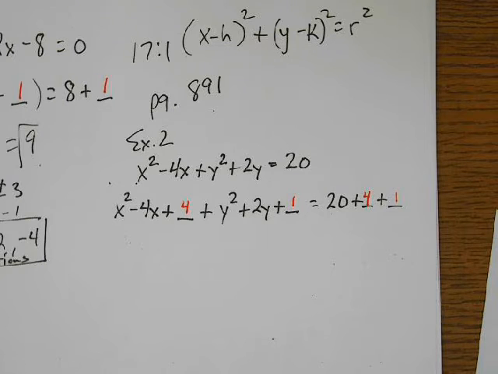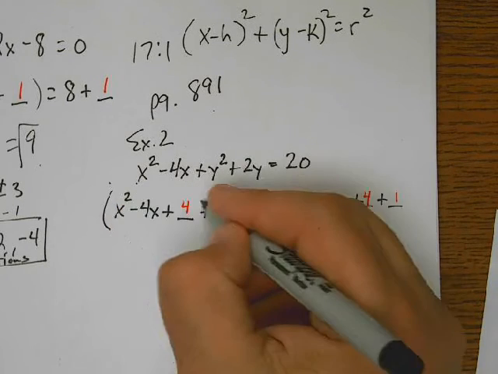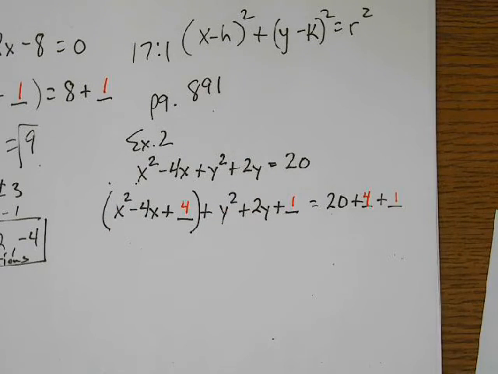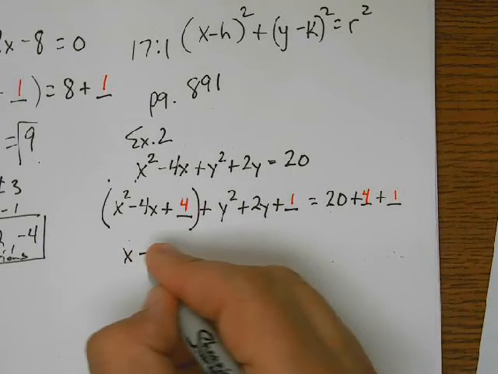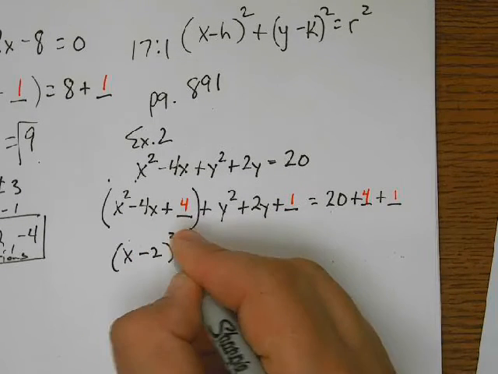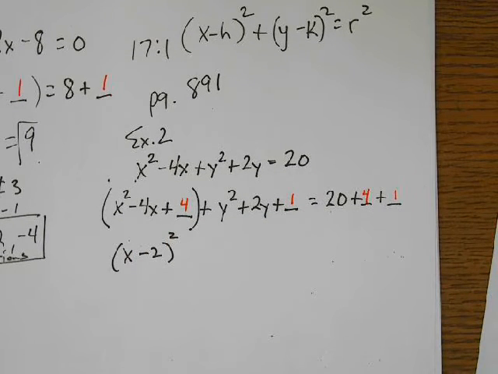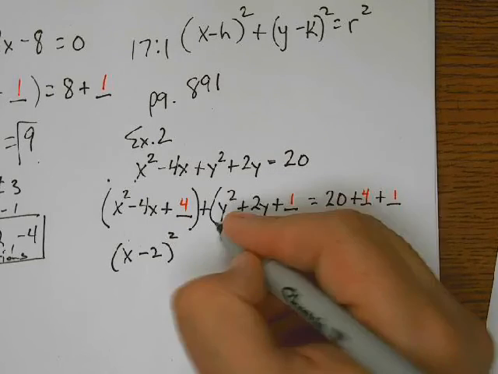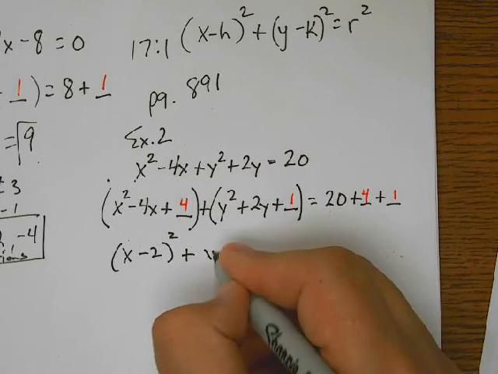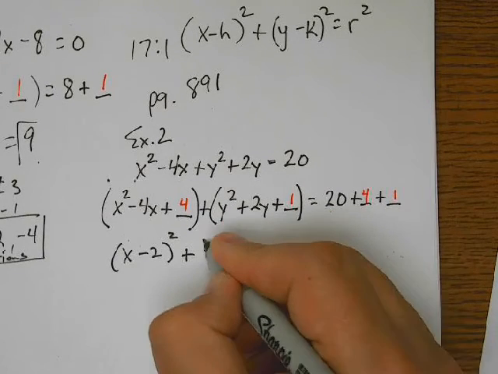Now we factor. This is a perfect square trinomial for the x's. So that's x minus 2 squared. This is a perfect square trinomial for the y's. That's y plus 1 squared.